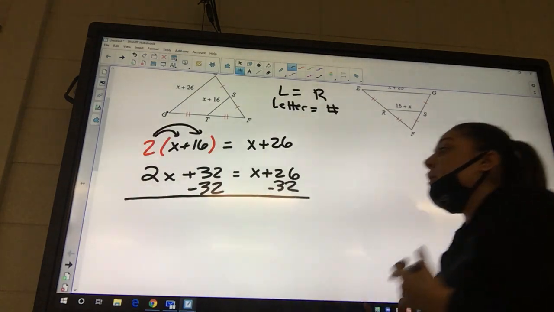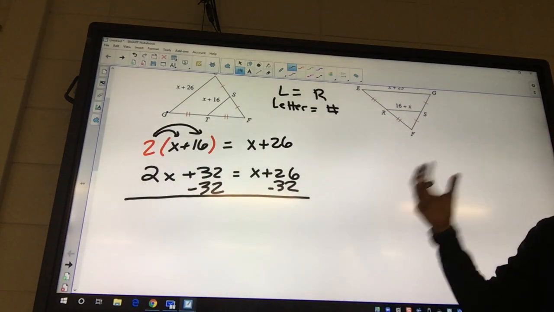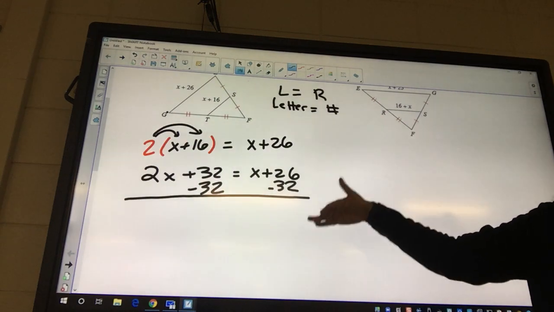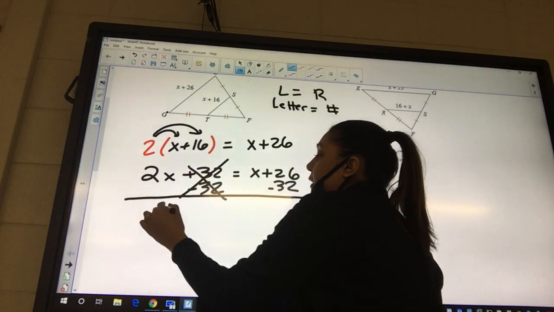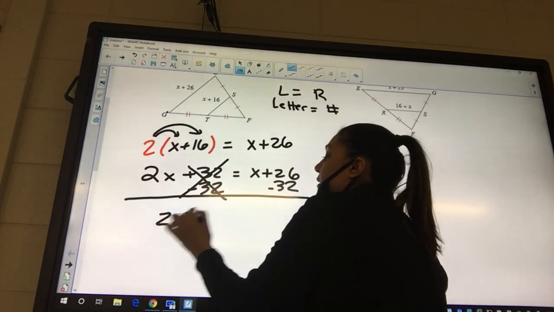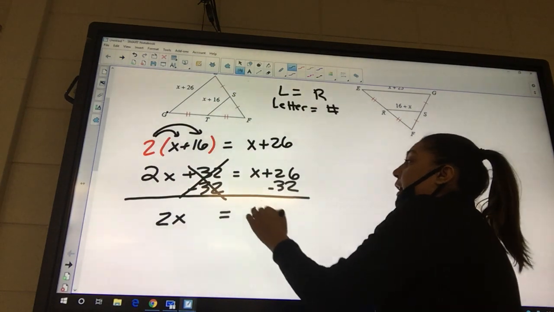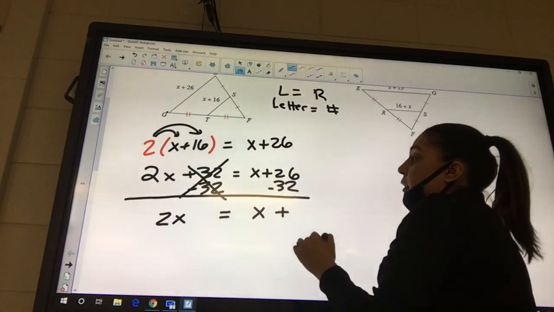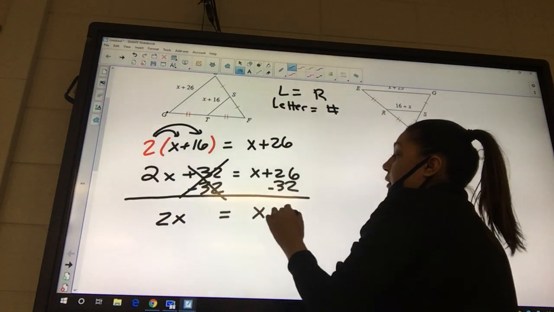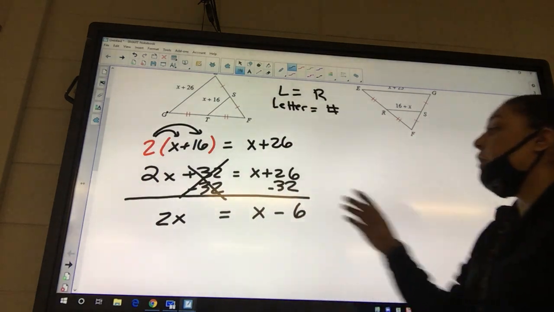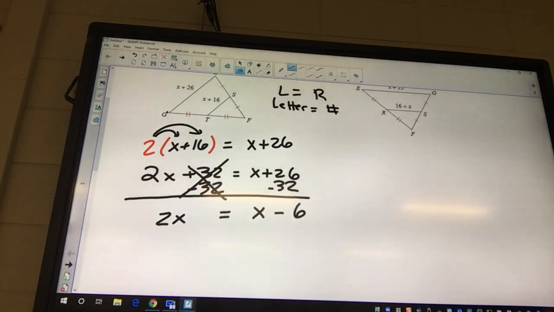Okay? And you can do multi-step at the same time. Everything should have something under it, but if you want to do it in slower pieces, you totally can. So these ones are going to cross out. So on the left, I got 2x equals, and now on the right, x plus, well, what is 26 minus 32? Negative 6. So you're going to have 2x equals x minus 6.